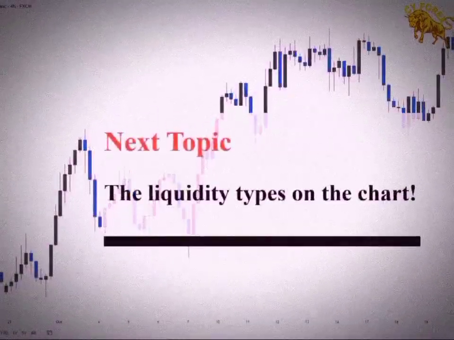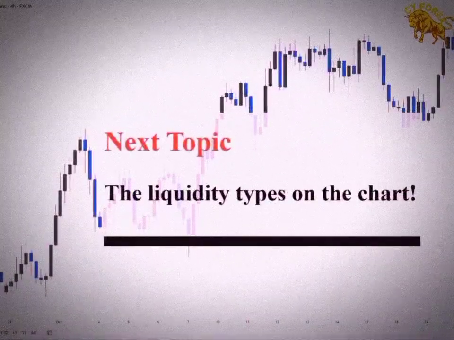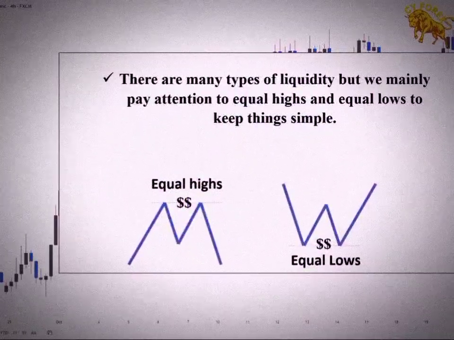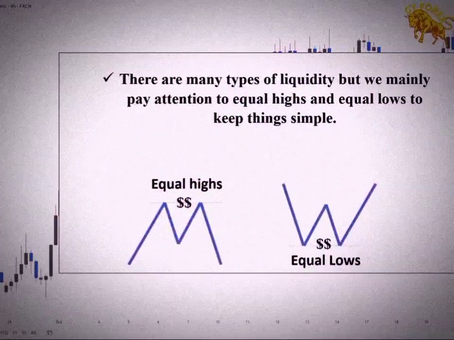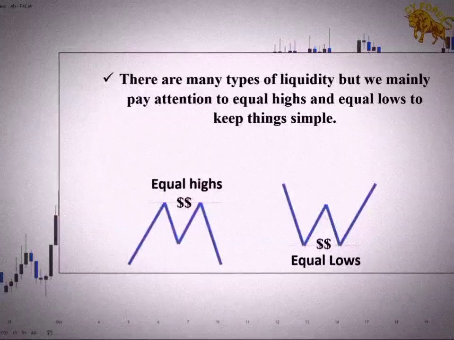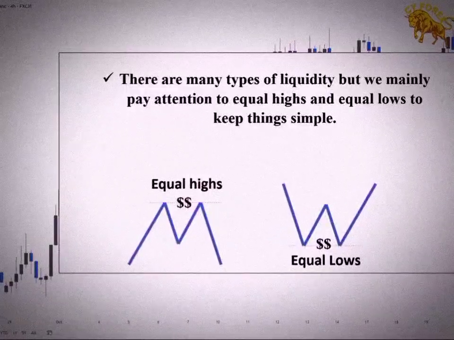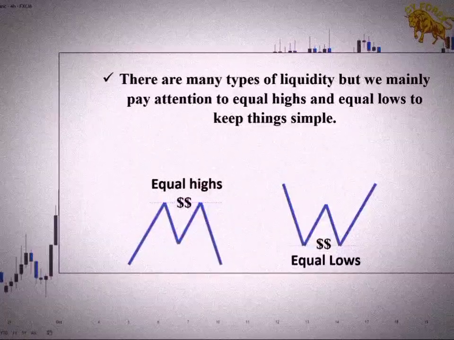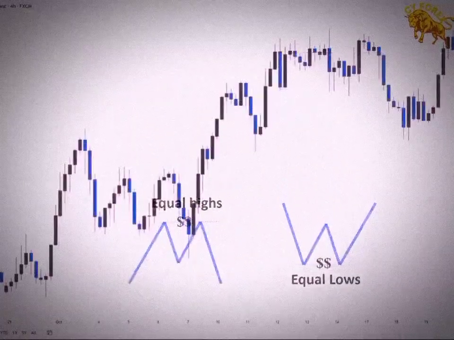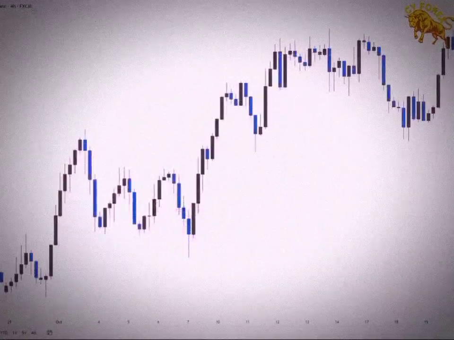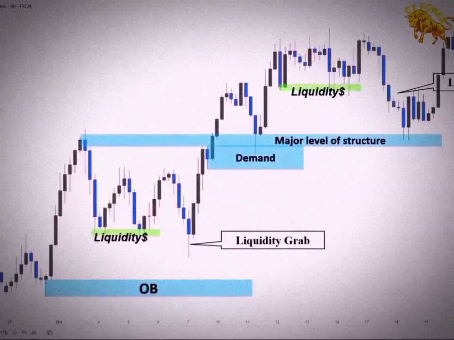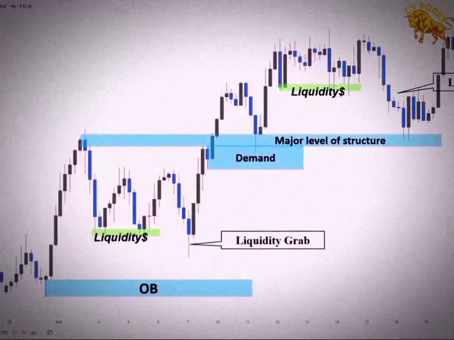The types of liquidity on the chart. There are many liquidity zones, like trend lines, consolidation areas, even major moving averages, etc., but we mainly pay attention to equal highs and lows. We want to keep things as simple as possible and be able to use this concept for our benefit. So, look at this example. This is how we distinguish major supply and demand levels from liquidity areas.